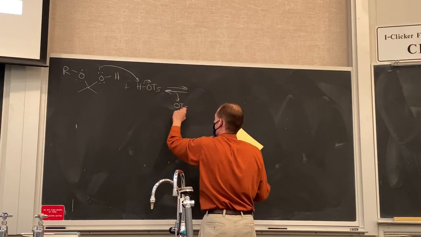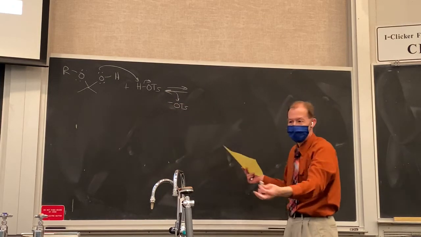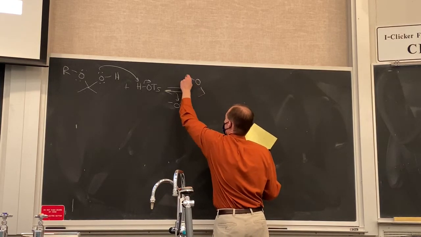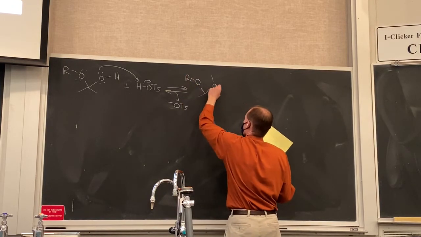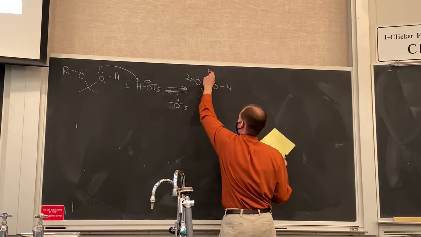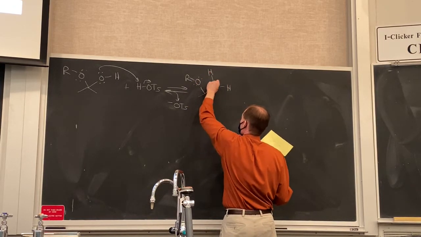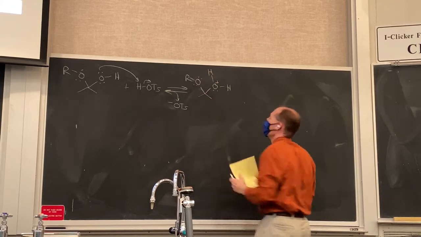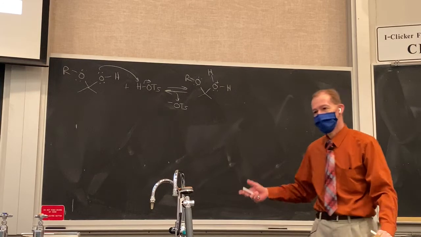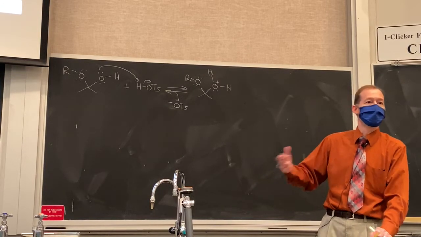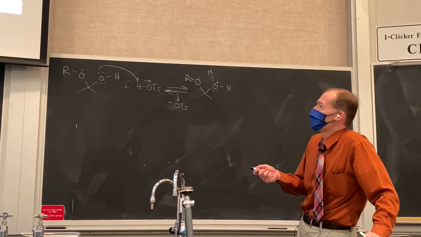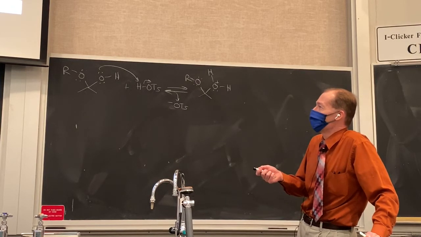Okay, so we've generated tosylate, our conjugate base. We've protonated our OH, generating this oxonium ion. You might ask, why are we protonating the alcohol and not protonating the ether? Well, we can protonate either one. We do protonate either one. If we protonate the ether, we just go back to this intermediate shown here on the screen.